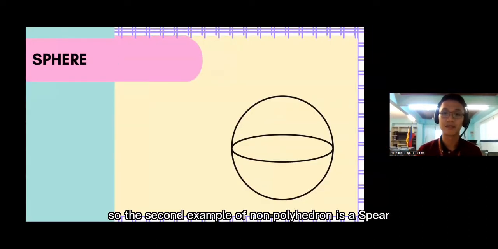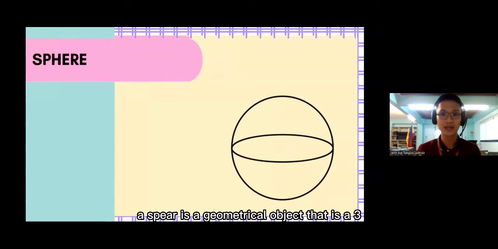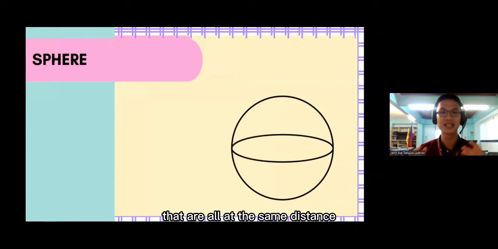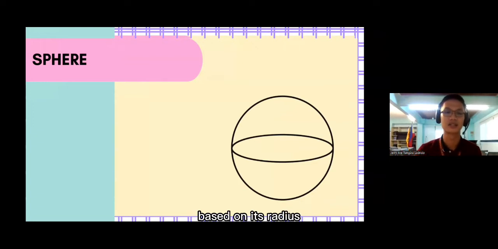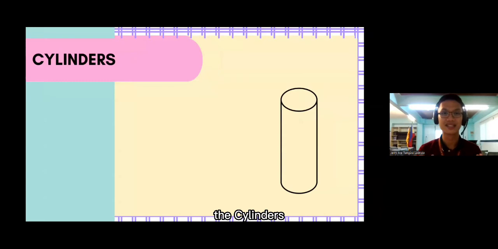So the second example of non-polyhedron is a sphere. A sphere is a geometrical object that is a 3-dimensional analog to a 2-dimensional circle. And a sphere is also the set of points that are all at the same distance r from a given point in 3-dimensional space. It has surface area and volume based on its radius.